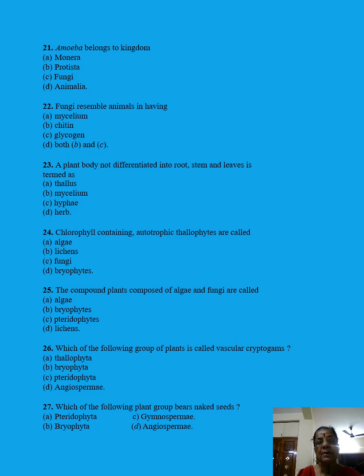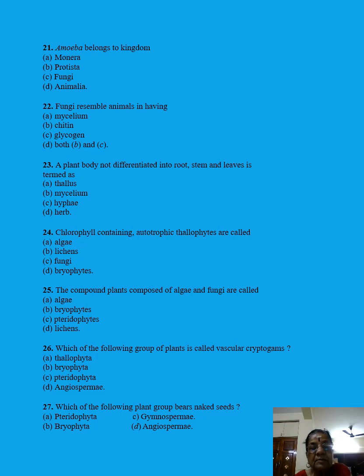Alright. A plant body not differentiated into root, stem and leaf is termed as thallus. Algae la படிச்சிருக்கோம் இல்லையா? Thallus is the plant body. And chlorophyll containing autotrophic thallophytes, they are called algae. Then the compound plants consisting of algae and fungi, they are called lichens.